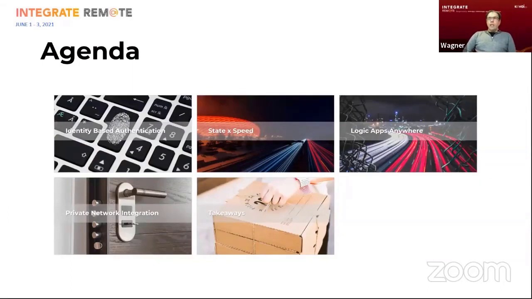So on the agenda, we're going to be talking a little bit about identity-based authentication, which we didn't have a good story for before. We're going to talk about making a decision between having your state available all the time and changing that for more speed. We're going to talk about Logic Apps Anywhere, which you've been hearing a lot about lately. And we're going to talk about network integration, or private network integration. So let's start with the identity-based.